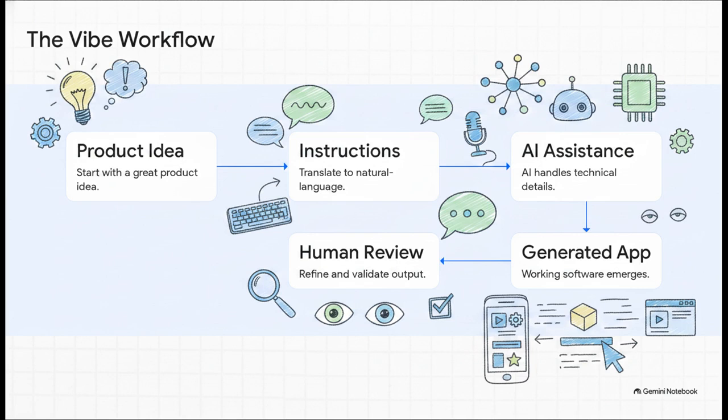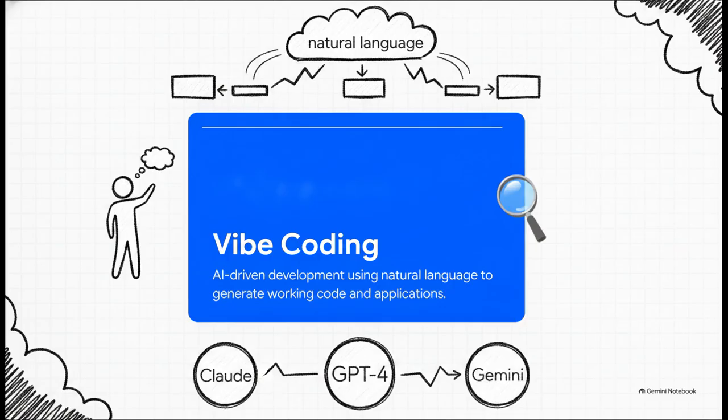You're basically communicating your intent conversationally, and the AI is handling all the heavy technical lifting. So, the formal definition: vibe coding is AI-driven software development where users describe their intent in natural language, and the AI generates working code and applications. Driven by large language models like Claude, GPT-4, and Gemini, this approach fundamentally changes our relationship with code. Honestly, it's a lot like having a tireless junior developer right next to you who types at the speed of light. It makes early development unbelievably fast, giving product teams working software as a true, tangible starting point.